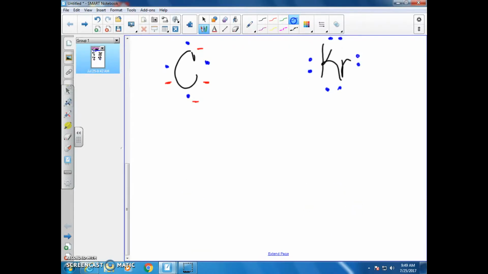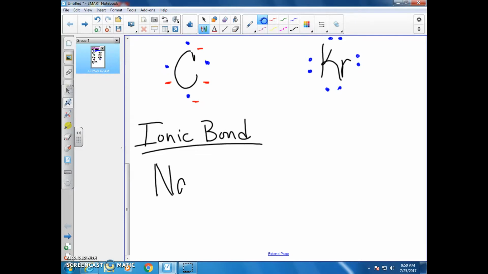Now, the joy of doing dot diagrams is so that you can see the bonding types that you're looking at. If you have something that is an ionic bond, remember in ionic bonds, you have one element that's giving away electrons, that's usually the metal, and one that's taking them, that's usually the non-metal. So let's look at NaCl.